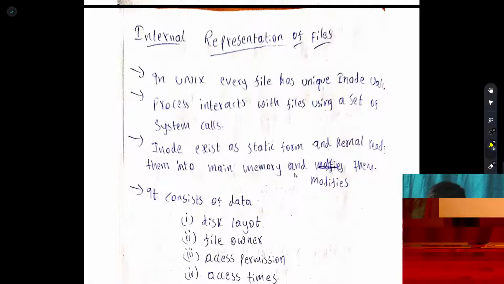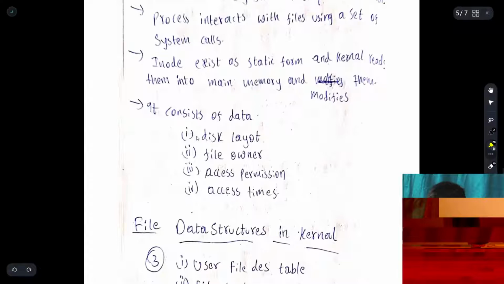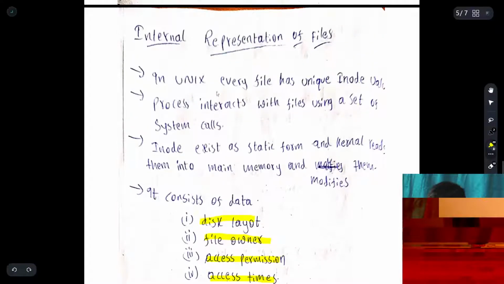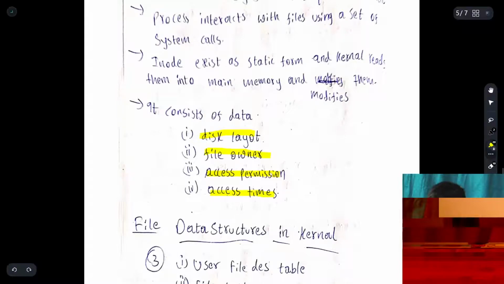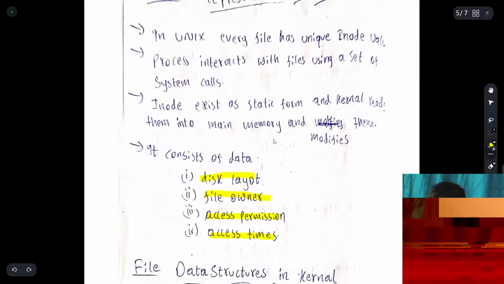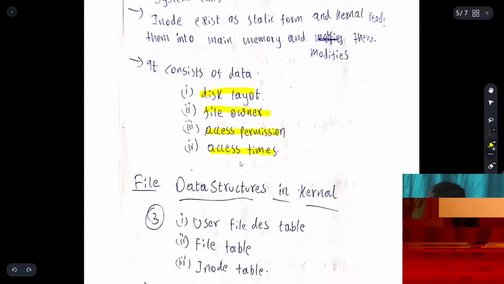The inode consists of data like disk layout, file owner, access permission, and access times. These are the details which the inode consists of.